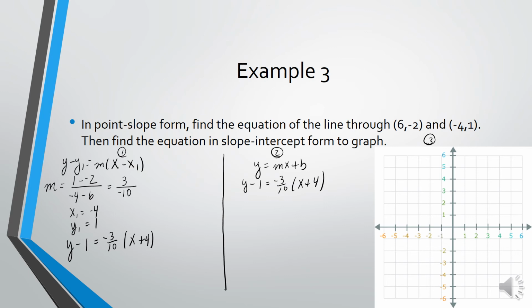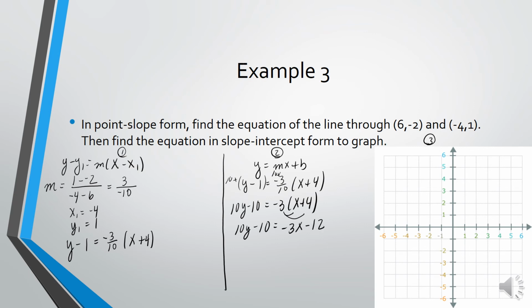First thing I'm going to do is multiply both sides by 10 to get rid of that denominator. So multiply by 10 on this side, multiply by 10 on this side. That gives me 10y minus 10 equals -3 times (x plus 4). Next, I'll distribute my -3. So 10y minus 10 equals -3x minus 12.